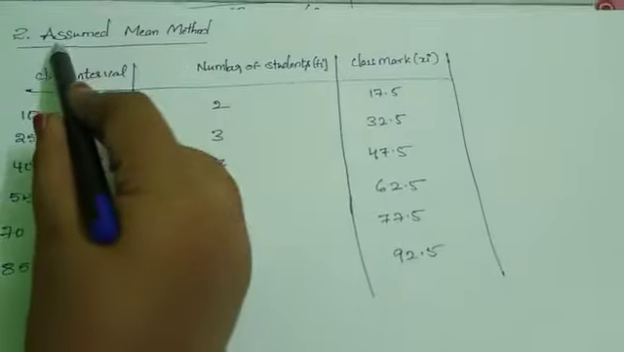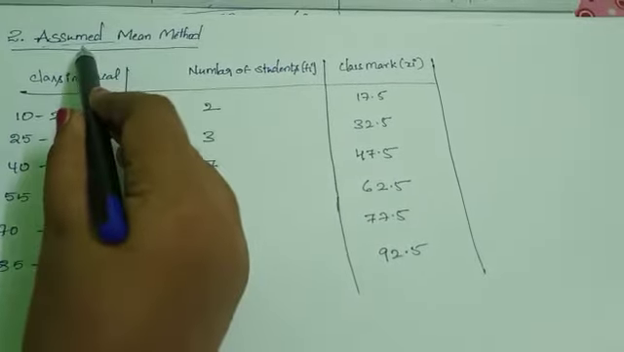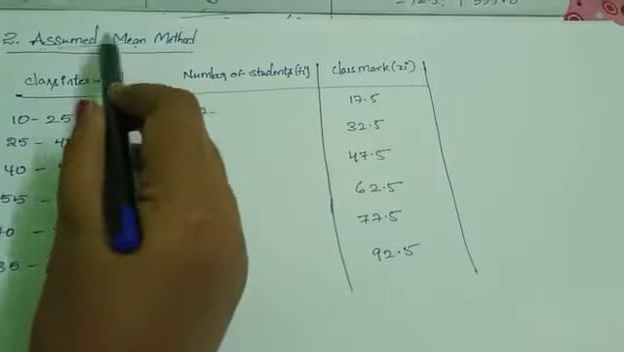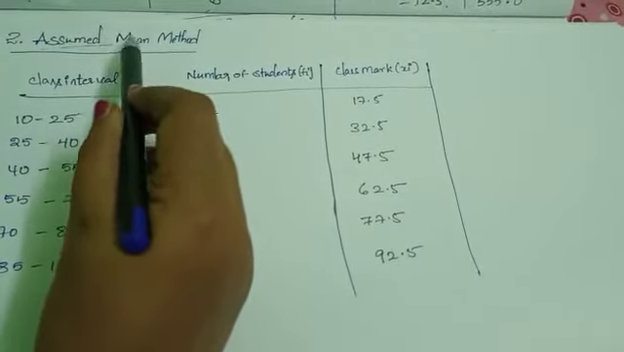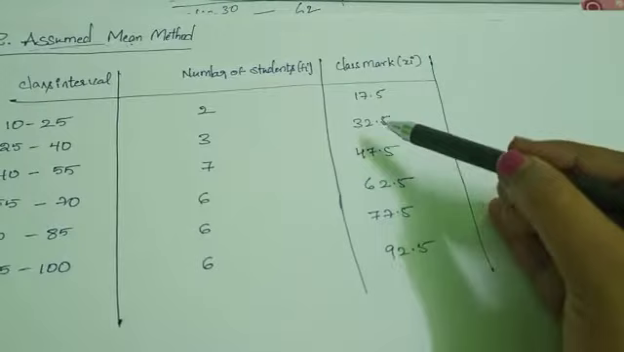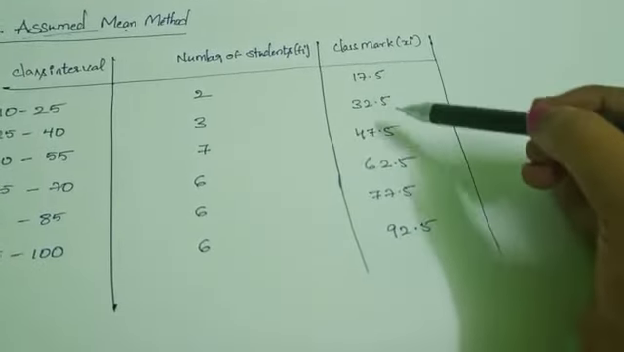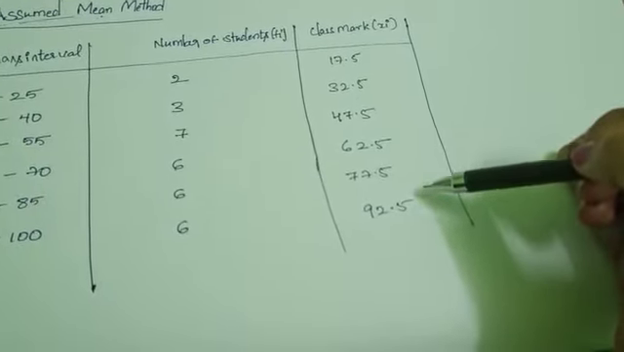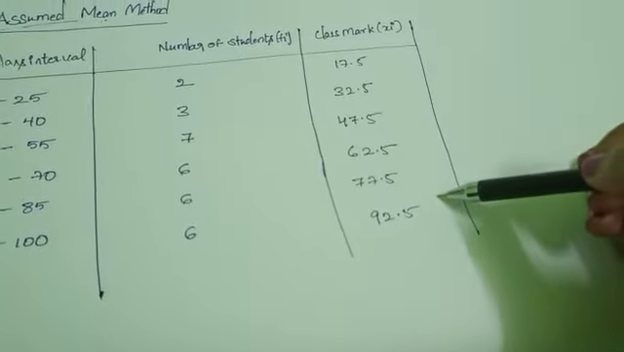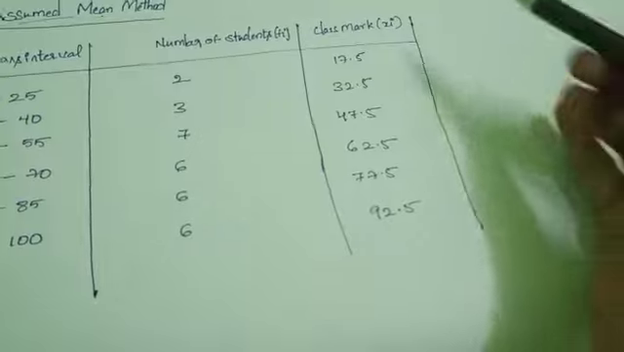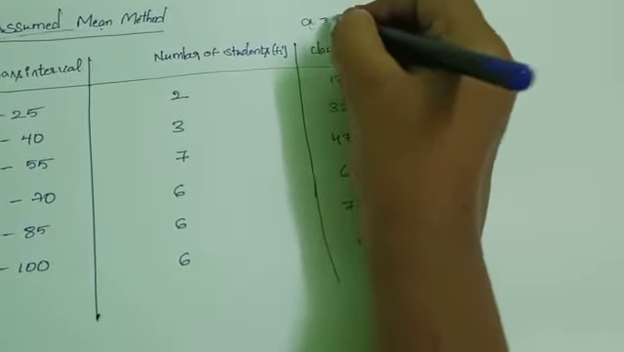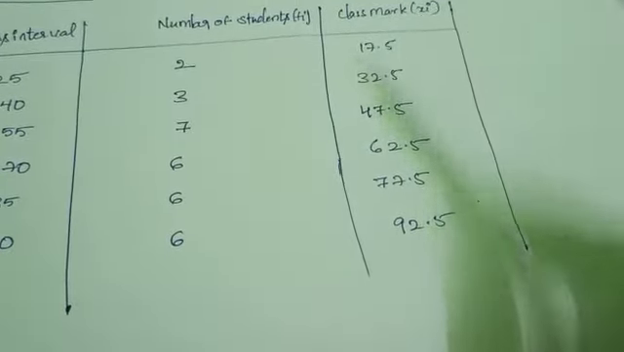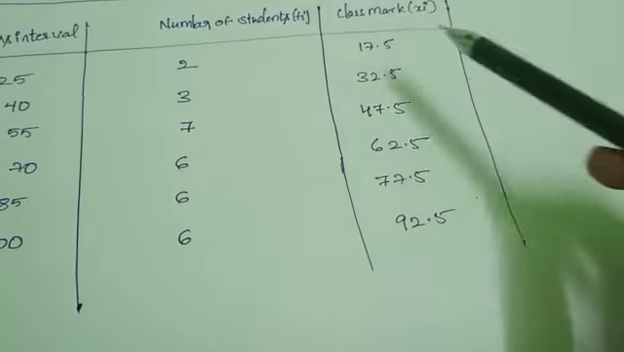In the assumed mean method, here we have an assumed mean, denoted with A. The first step is to choose one among the xi's as the assumed mean and denote it by A. What is the A value?